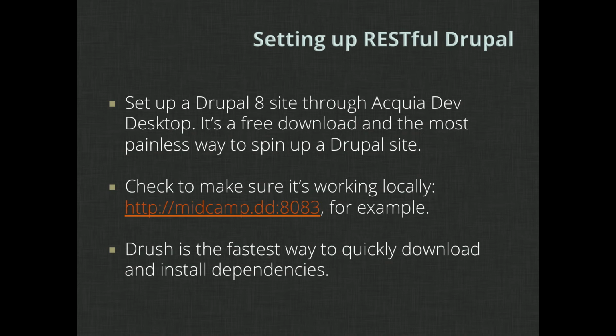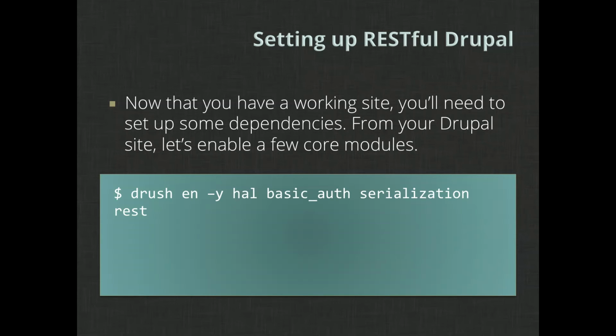And also, Drush is the fastest way to quickly download and install dependencies. Okay, so let me go ahead and just go through these steps briefly, and I'll do them for you right now as well, so if you want to, go ahead and follow along. Now that you have a working site, you need to set up some dependencies. These modules are already available within Drupal core in Drupal 8. So if you want to enable those core modules to get REST set up, you can do so right away: HAL, basic auth, serialization, and REST.